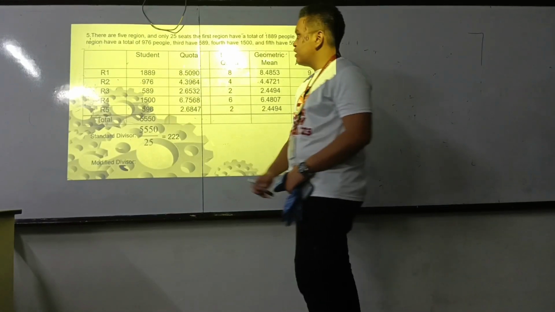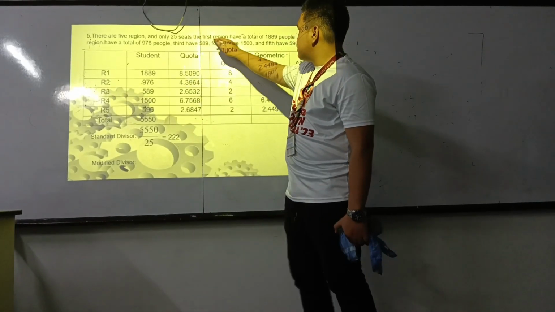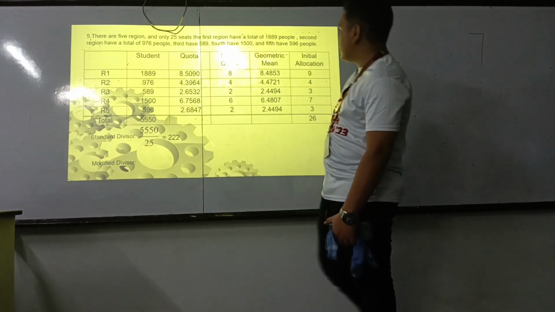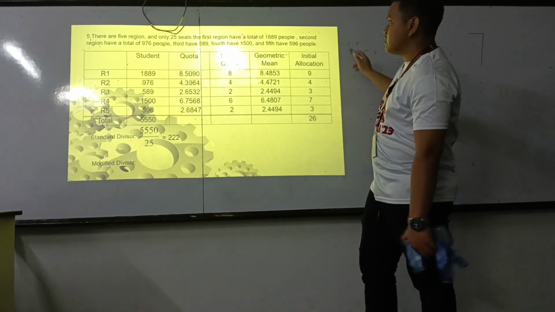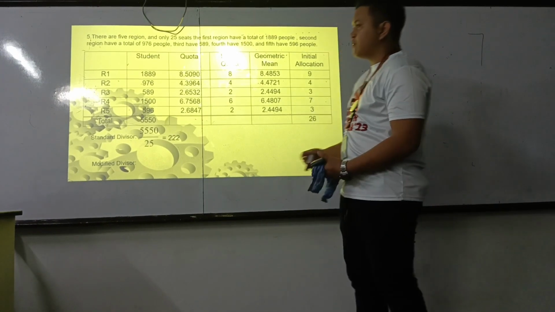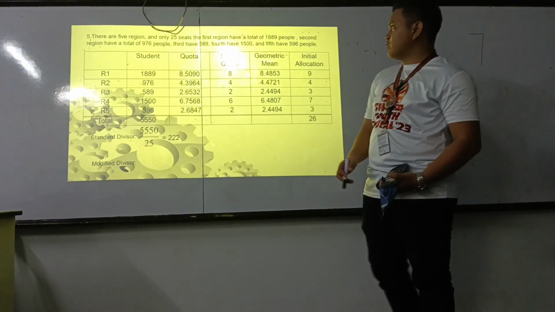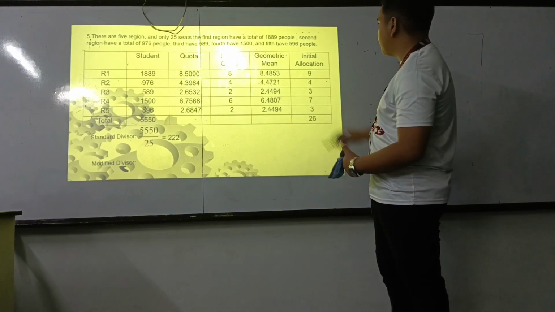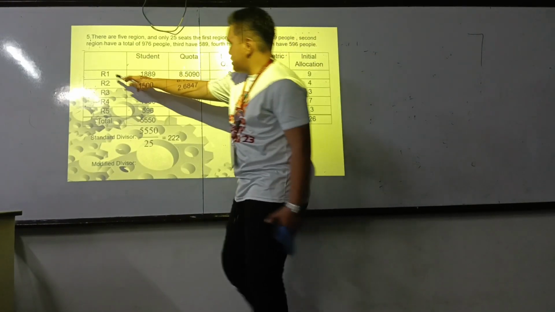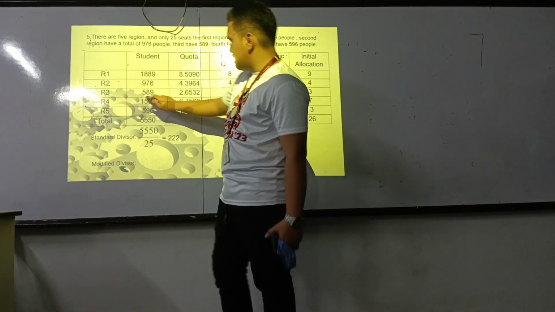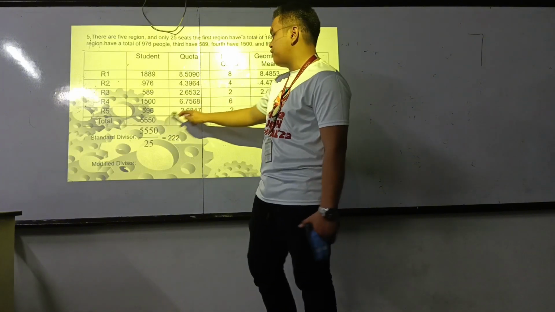Number 5. There are 5 regions and only 25 seats that the regions have. The first region has a total of 1,820 people, and 89 people. And the second region has a total of 976 people. The third has 589, and the fourth has 1,500, and the fifth has 596 people. Region 1, region 2, region 3, region 4, and region 5. Add all of them and it equals 5,550.